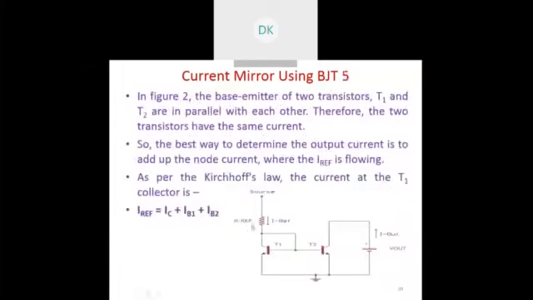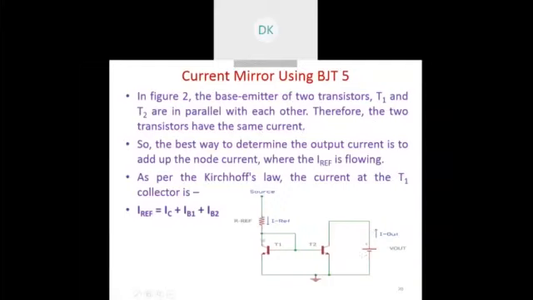In the place of the diode, I go for a BJT, another BJT T1. But the condition is that T1 and T2 must belong to the same type, and T1 and T2 are in parallel with each other. So they will have the same current. This is also called a current mirror circuit diagram using more than one BJT at a time.